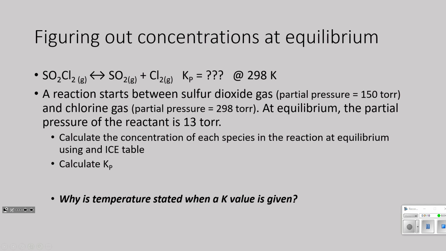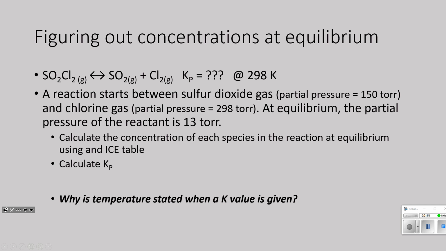Okay, second bullet point to the question says a reaction starts between sulfur dioxide gas with a partial pressure of 150 torr. Remember, torr is similar to millimeters of mercury. You do have a conversion on your equation sheet if you need that. I picked this just because I want you to be familiar with different units of pressure. Equilibrium can be done with concentration, or it can be done with pressure. And chlorine gas with a partial pressure of 298 torr. At equilibrium, the partial pressure of the reactant is 13 torr.